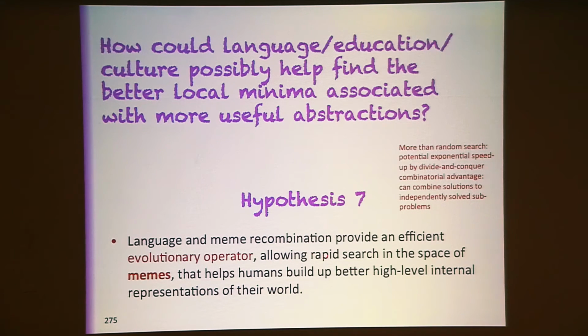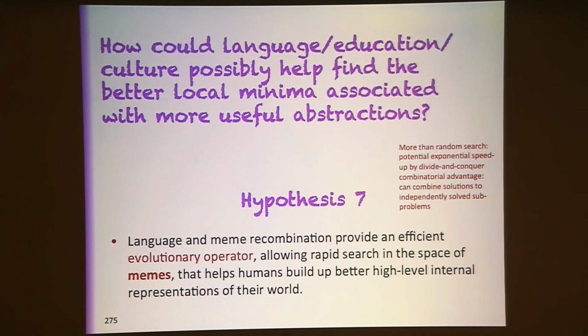And this allows a rapid search in the space of memes. So now we're working in the space of memes, not the space of genes. So it's applying the ideas of evolution to memes, to ideas, rather than to genes. And thinking of building better brains as a search problem, but at a level of representation which is not synaptic connections, that wouldn't work, but ideas, memes. And that's much easier. And that allows us to build better high-level internal representations of our world.